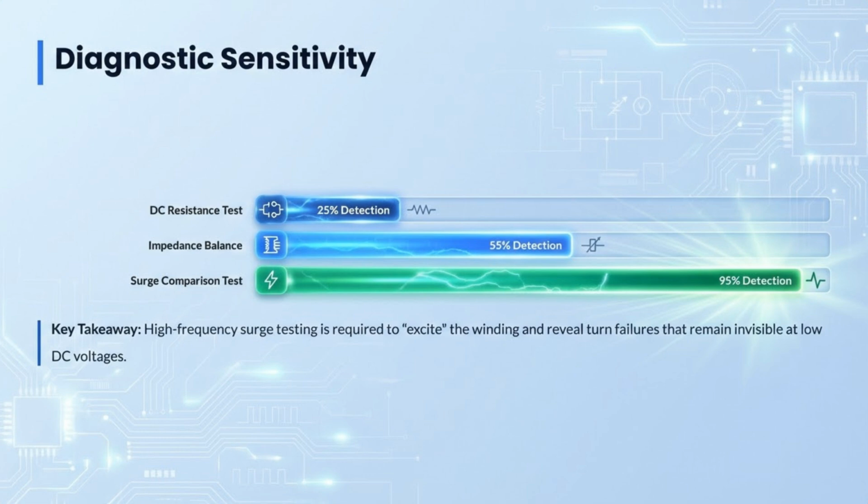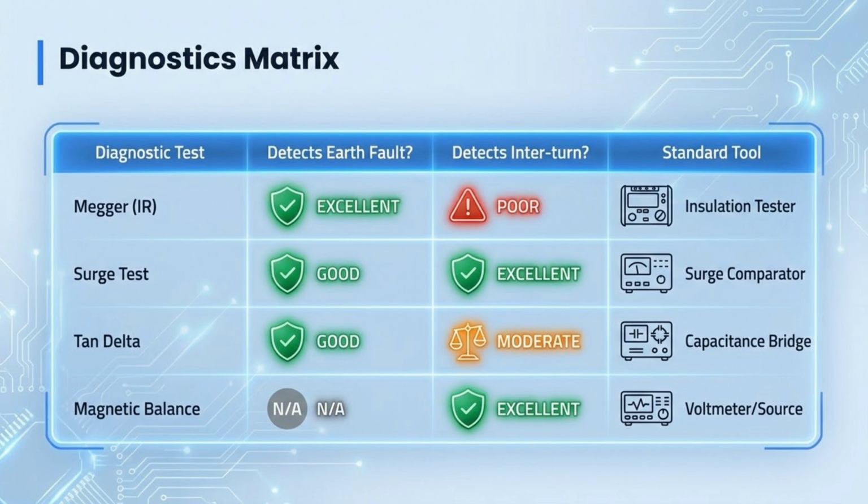Diagnostic sensitivity varies greatly. DC resistance testing has low detection rates, while high-frequency surge testing achieves up to 95% detection for turn failures. The Diagnostic Matrix shows that a Megger is excellent for earth faults, but poor for interturn shorts. Surge tests and magnetic balance tests are essential for interturn fault detection.